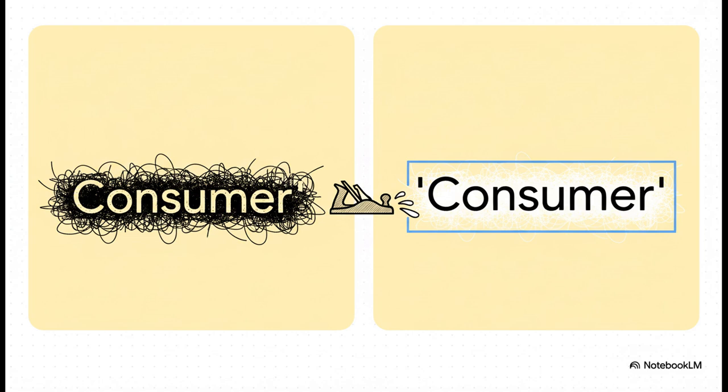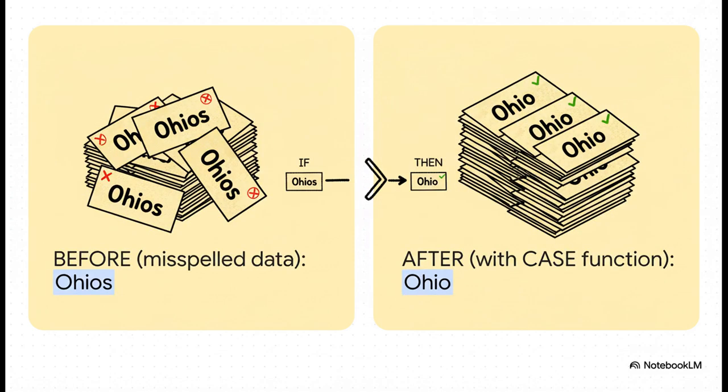Here's a classic example. Data very often comes in with extra blank spaces at the beginning or end. To a database, consumer, with the spaces, is a completely different thing than consumer without them. The trim function is a super simple tool that just zaps those spaces away, making everything uniform. Or how about a simple typo that's been repeated hundreds of times? A case function lets you set up these if-then rules. So right here, we can just say when the state is Ohio's, then change it to Ohio. It's an incredibly fast way to fix widespread mistakes.